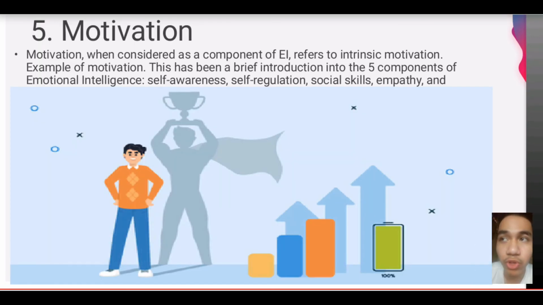Number 5, motivation. Motivation, when considered as a component of EI, refers to intrinsic motivation. This has been a brief introduction to the 5 components of emotional intelligence: self-awareness, self-regulation, social skills, empathy, and motivation.